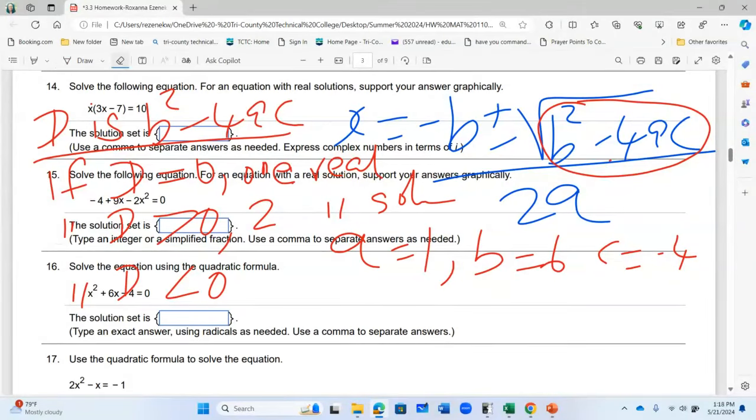So -9 squared minus 4 times A, which is 2, times C, which is -1. 9 squared is 81. 81 minus, this is going to be plus, minus. It's plus. 81 plus 8 is going to give me 73. Okay, so the discriminant is 73, 2 real solutions.